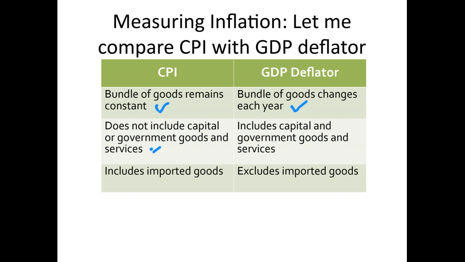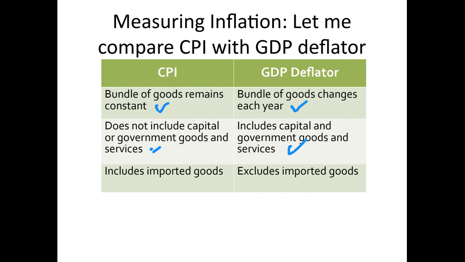Second, CPI does not include capital or government goods and services, because these are not consumer goods. Capital goods are not consumer goods. So if you are manufacturing or producing equipment and machines, we are not going to consume them directly. So they are not included in CPI. But in GDP deflator, all these goods are included: consumption goods, investment goods, government expenditures, and export, but we subtract imports.